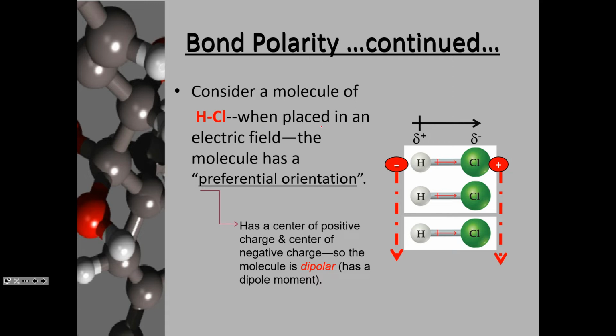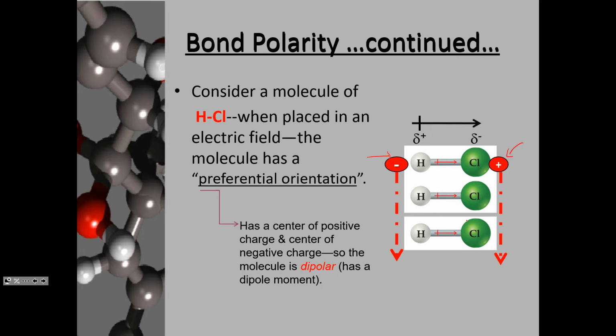Let's consider a molecule of hydrogen chloride, HCl. When you place the hydrogen chloride in an electric field, the molecule has what we call a preferential orientation. What that means is it has a center of positive charge and it has a center of negative charge. So the molecule is considered to be dipolar, or you would say it has a dipole moment. So here I have 3 molecules of hydrogen chloride. Notice my vector, I draw the vector towards the chlorine, indicating that the chlorine is more electronegative and is pulling those electrons towards it. So the electron density would be towards the chlorine.